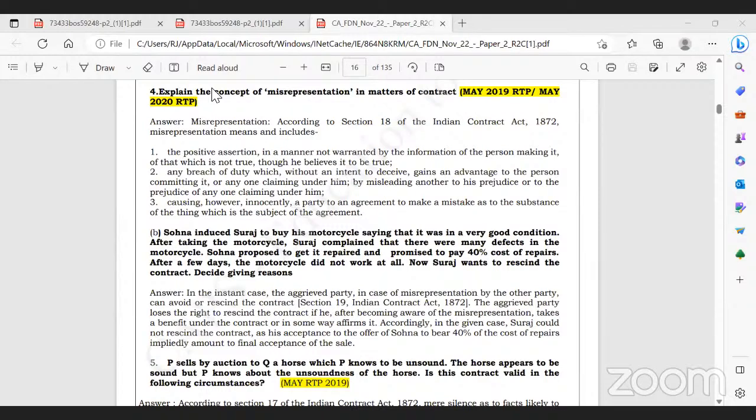It cannot be defective. Does anybody remember implied conditions and warranties in the Sale of Goods Act? Implied condition as to title of goods, condition as to wholesomeness, condition as to merchantability, condition as to quality or fitness. Yes or no? You all remember? Am I audible? Yes, sir. So sometimes these types of questions somewhat overlap with the Sale of Goods Act.